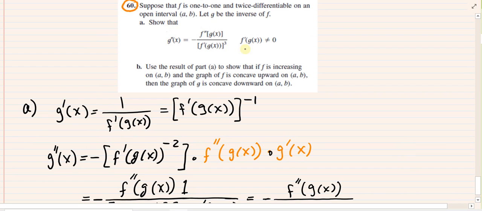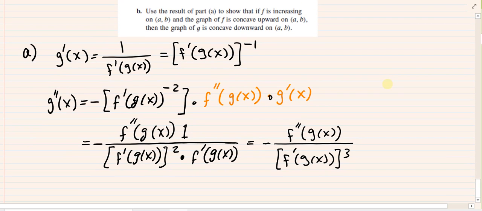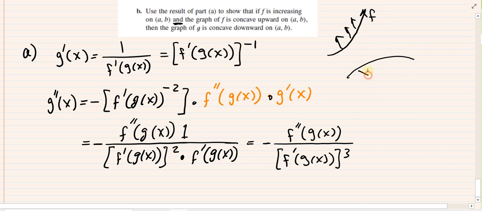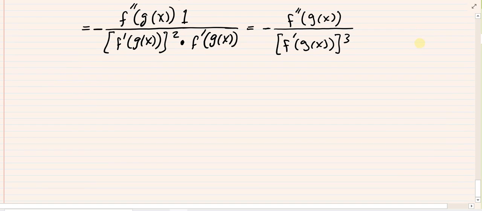Okay, now in part B, using the result of part A, show that if the function is increasing on the open interval from a to b, and the graph of f is concave upward, so it's increasing concave upward, right? If the function is increasing and concave upwards, it's going to look like this. Then the graph of g is concave downward. Remember, this is the graph of f, so the graph of g would actually be this way. That's what we want to show. G is concave downward. Okay, so let's see for part B.